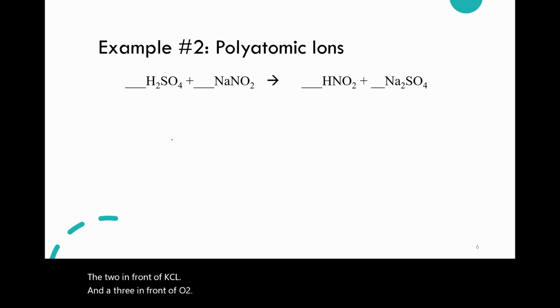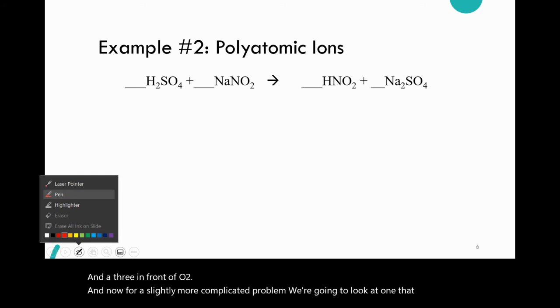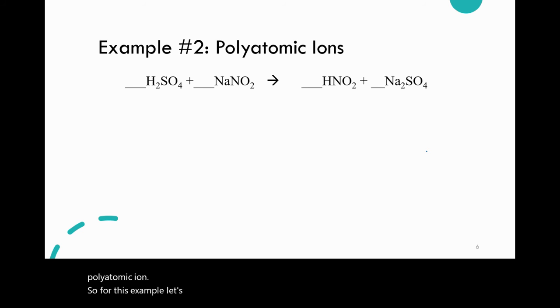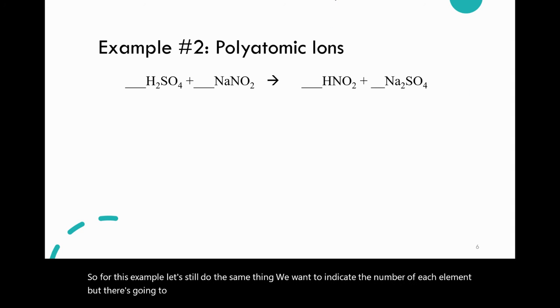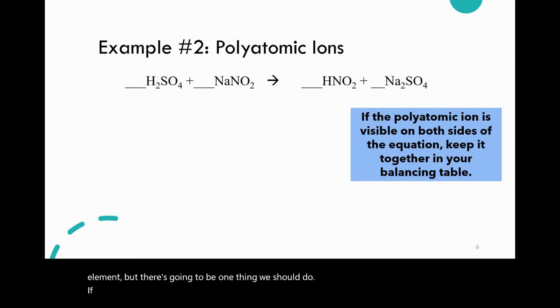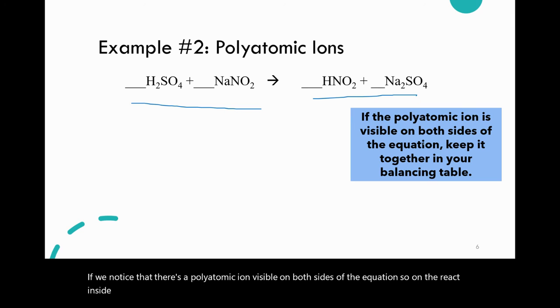And now for a slightly more complicated problem, we're going to look at one that contains a polyatomic ion. So for this example, let's still do the same thing. We want to indicate the number of each element, but there's going to be one thing we should do. If we notice that there's a polyatomic ion visible on both sides of the equation, so on the reactant side and again on the product side, we want to keep it together in our balancing table to make life easier.